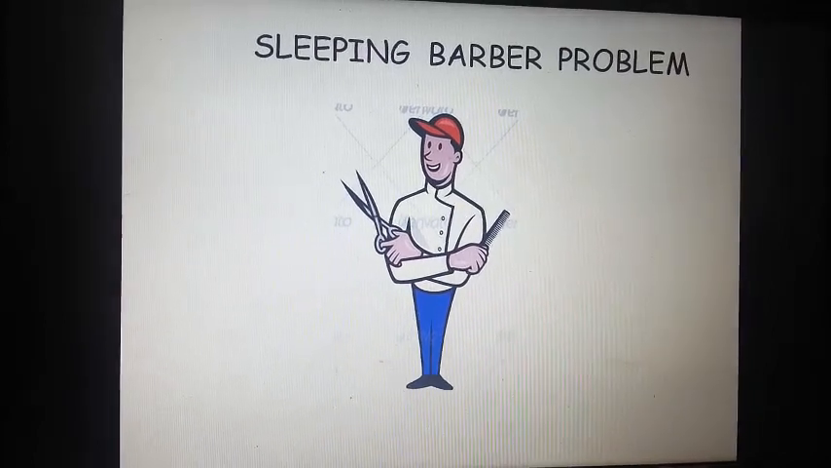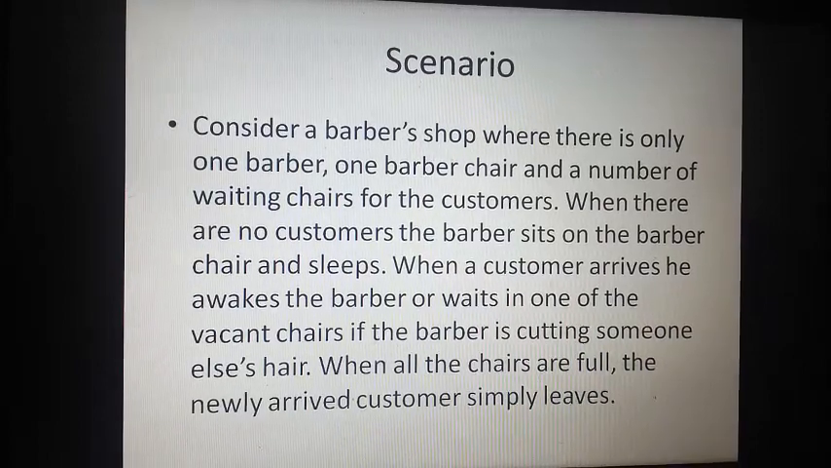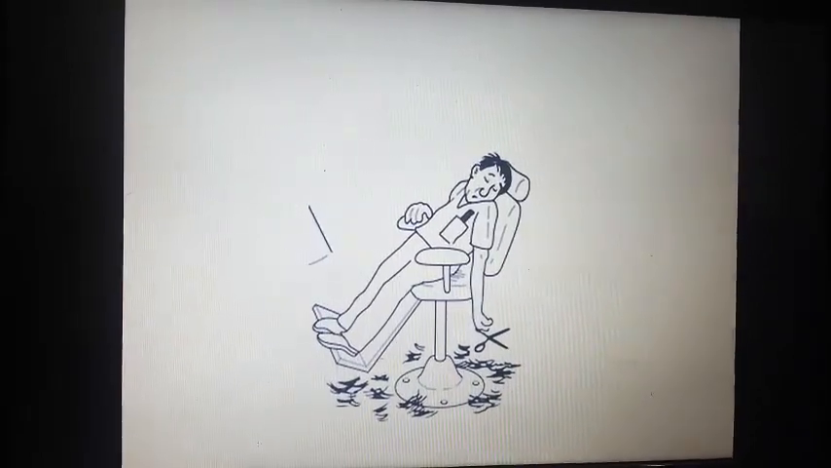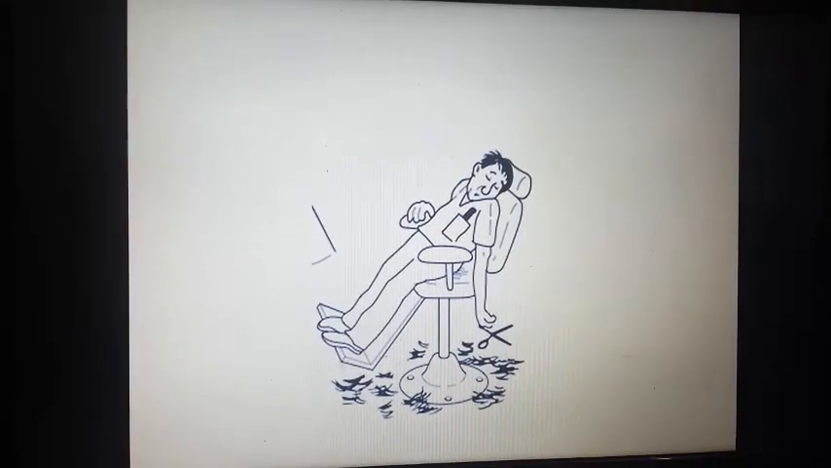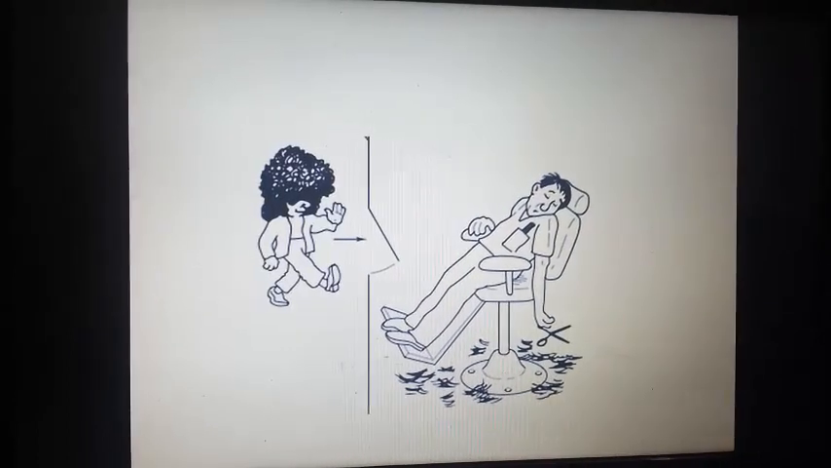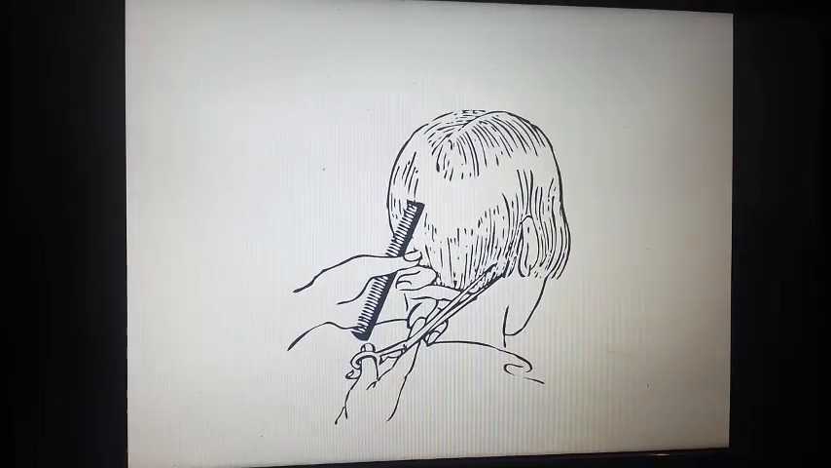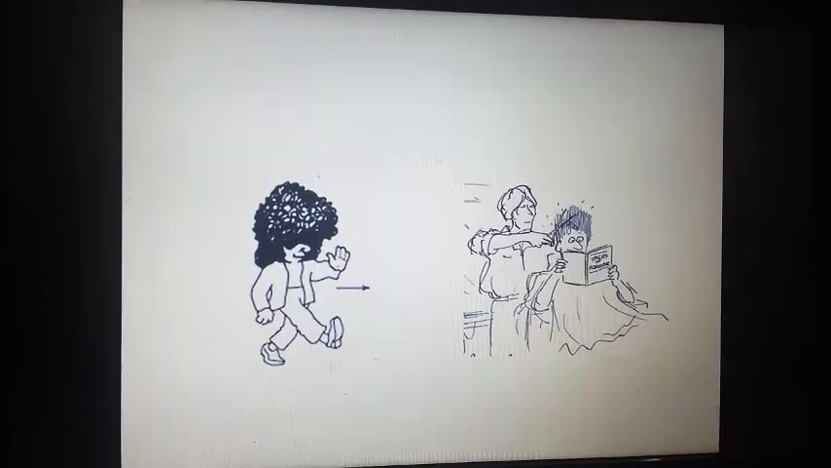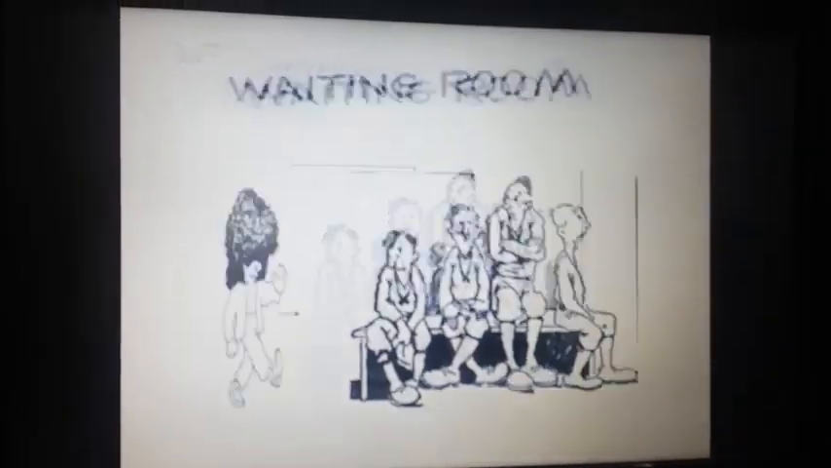I will be explaining to you about the sleeping barber problem. First, the scenario. Consider a barber shop where there is only one barber chair, and a number of waiting chairs for the customer. When there are no customers, the barber sits in the barber chair and sleeps. When a customer arrives, he awakes the barber or waits in one of the vacant chairs. If the barber is cutting someone else's hair, when all the chairs are full, the newly arrived customer simply leaves.